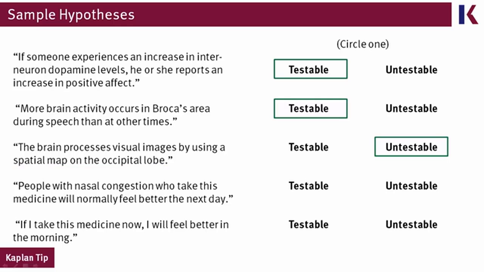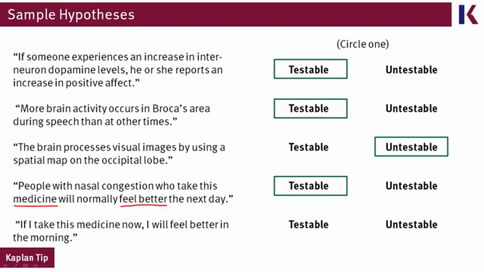This one, like the first two, is in fact testable. You could rephrase it as an if-then statement. You could say, if people take this medicine, then they will feel better, and you could in fact design an experiment around it. You could have an experimental group who takes the medicine and a control group who takes a placebo. See if the people who take the medicine feel better the next day at higher proportions than the people who didn't. Textbook testable hypothesis.